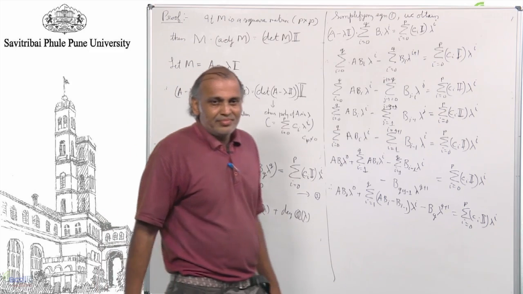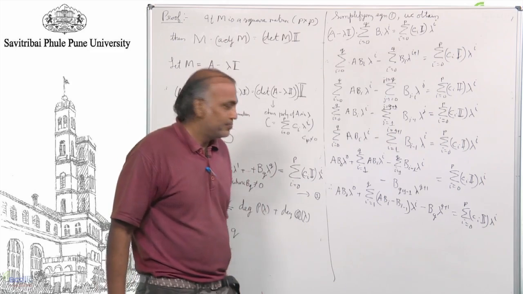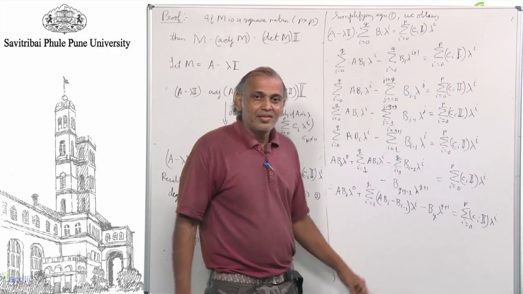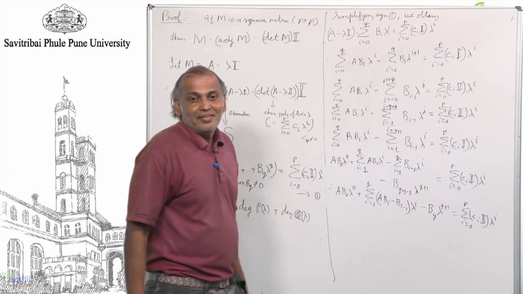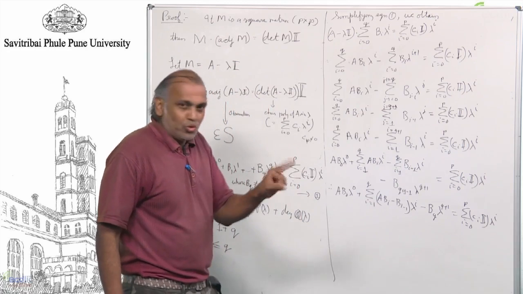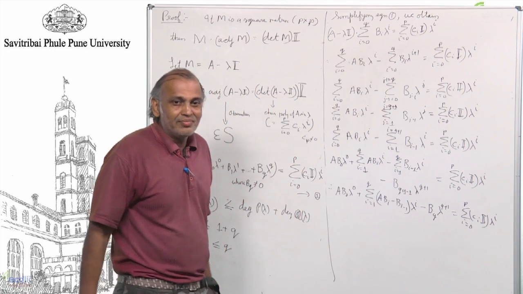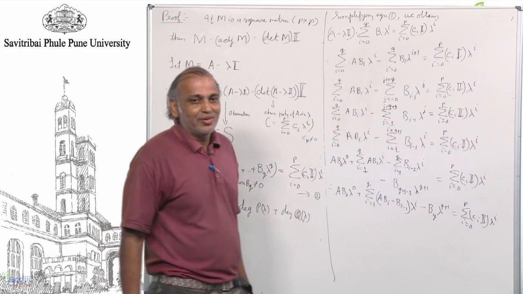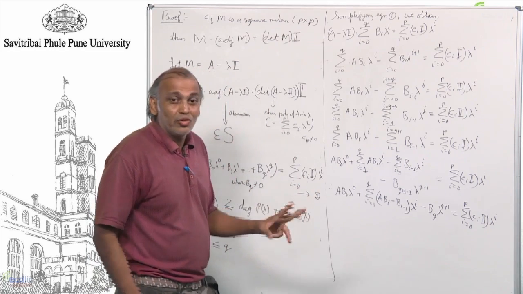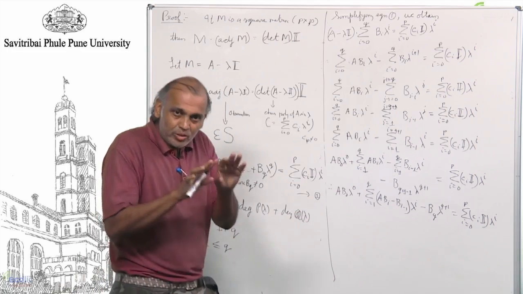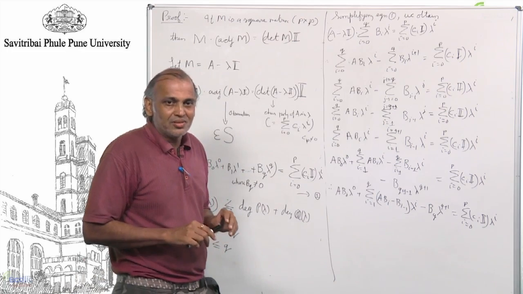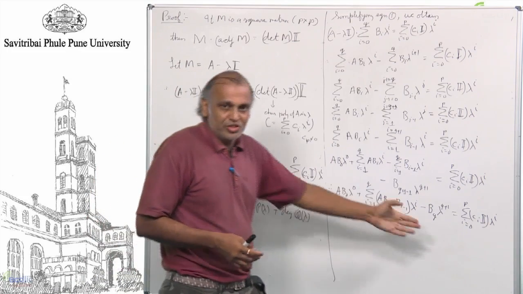We demand that this works for all lambda. Then you would have each coefficient to be the null matrix. That means the corresponding coefficients are equal on both sides. So this has to be reasoned out. It's not simply obvious that you equate coefficients on both sides.